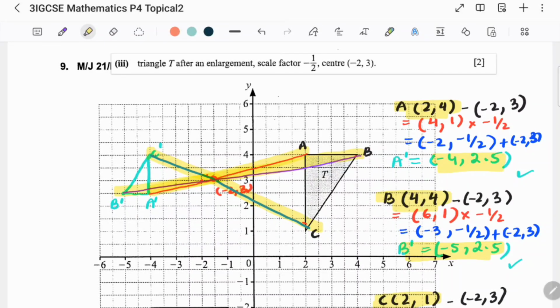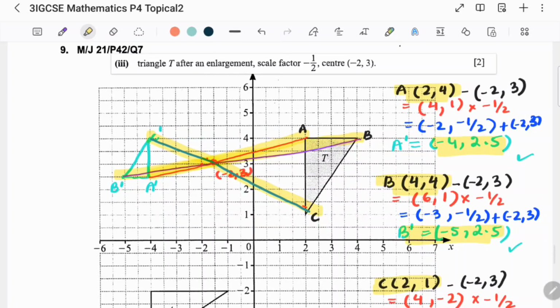So I hope you have understood. I took the first example with a positive scale factor, and the second example, the past paper question, with a negative scale factor. That's all for today's lesson. I hope you understood this transformation clearly.